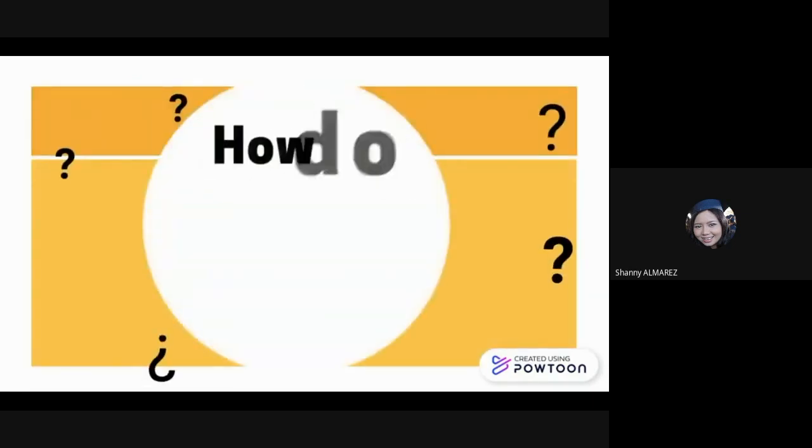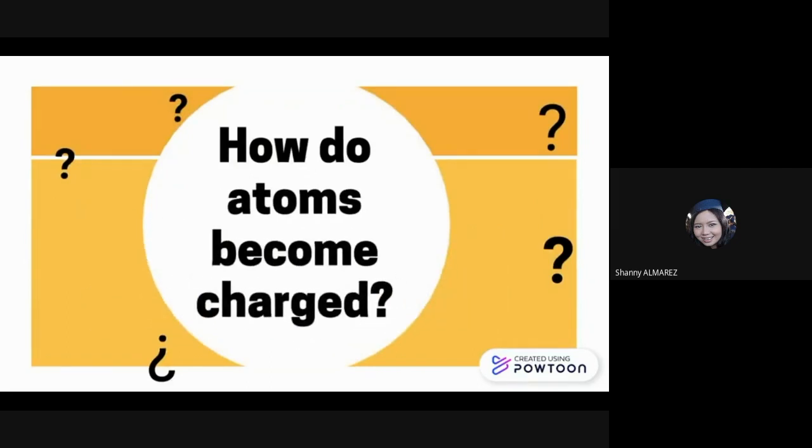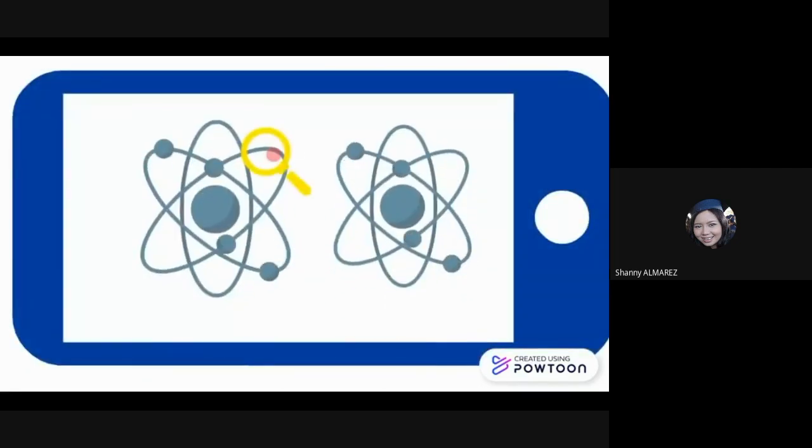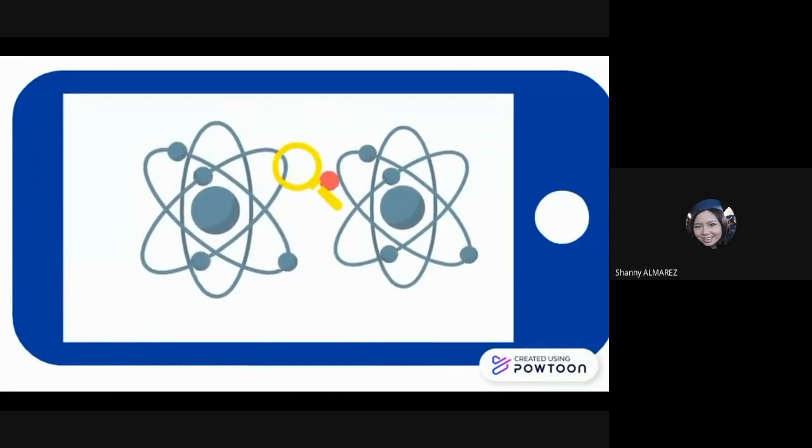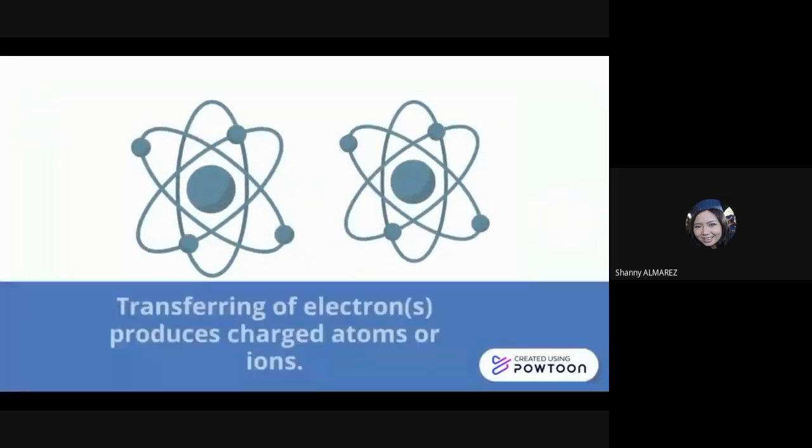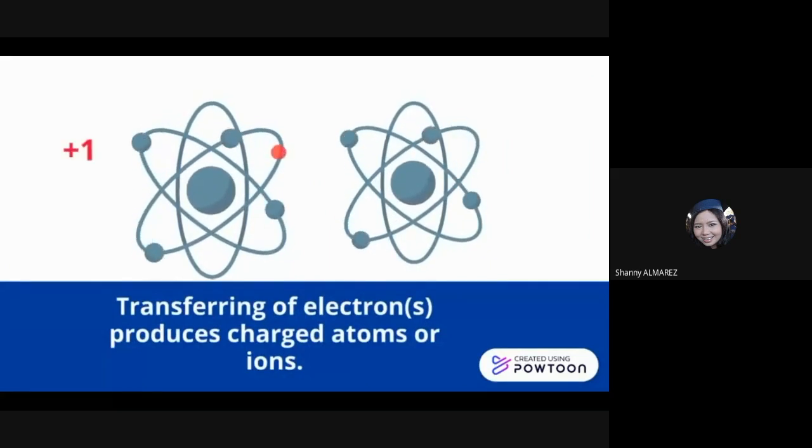So, how do atoms become charged? As atoms interact with one another, they can either lose or gain electrons. Transferring of electrons produces charged atoms, which are also called ions.